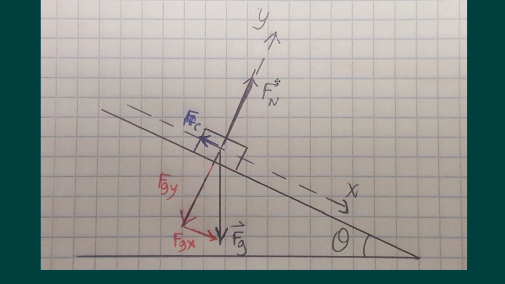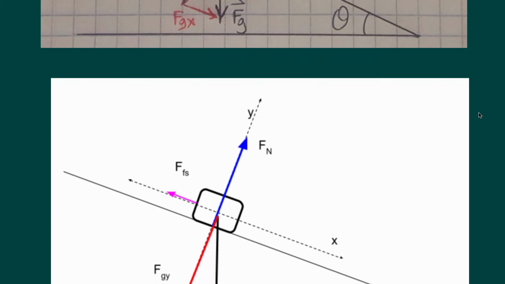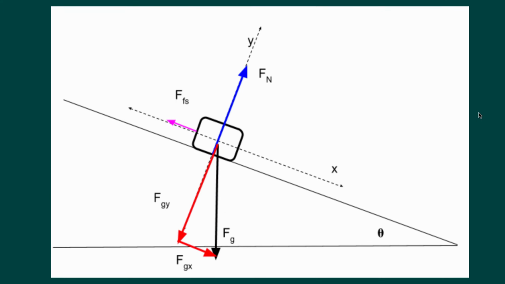That's labeled FN. We have static friction, which goes up the ramp because it opposes motion, and that's FFS. And the gravity, which is FG, is broken into components in the Y direction, which would be FGY, and then FGX. So this is a hand-drawn free body diagram. We want to digitalize it in Google Docs and make it look something like this. So it's a little bit neater, a little bit cleaner.